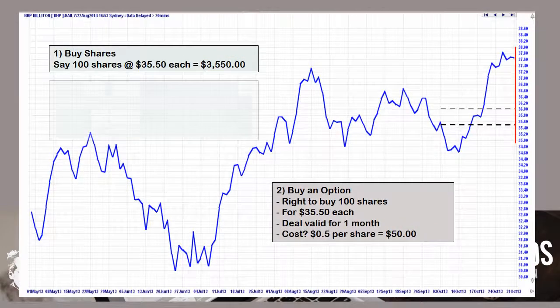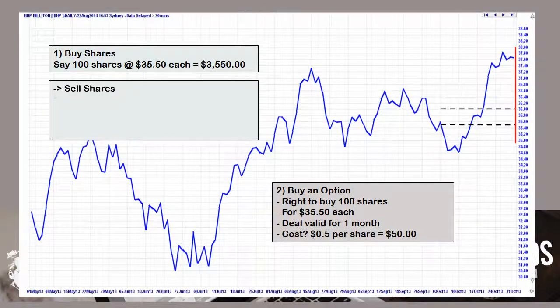This is what happened to the stock price. Look at that. Initially, it went down a little bit, but you hung in there. It went up and closed well above your break-even point. So let's have a look at the numbers. Had you bought those shares, you can now go and sell them. You own 100 shares. They are worth $37.65 each. That's $3,765. You bought them for $3,550. You subtract that. That's $215 profit. Not too bad. That's about 6% on the $3,550 that you spent.